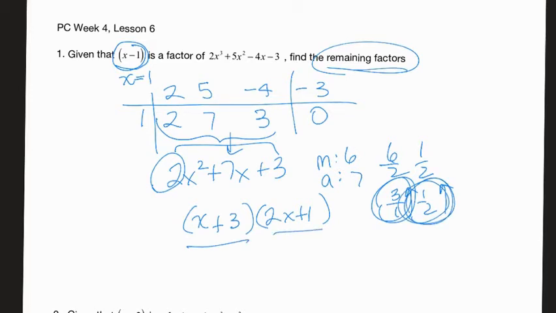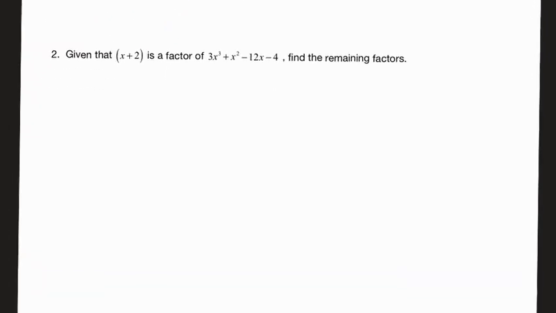Okay, so now let's scoot this up. Let's try another one. Okay, so notice again, the wording is exactly the same. So if this is a factor, that means that x equals negative 2 is a root. So I'm going to send the root through synthetic division.